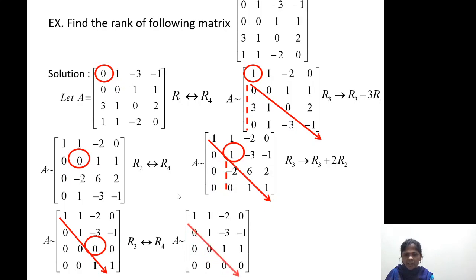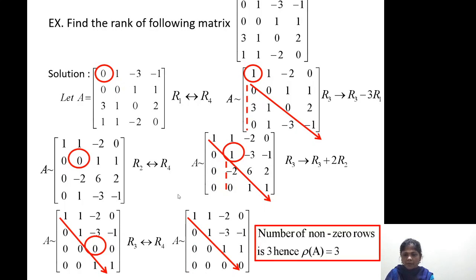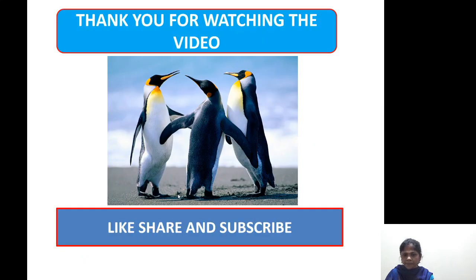Again identify diagonal elements. Now what we find here is that all elements lying below these diagonal elements are 0. So this is upper triangular form of the matrix. So let us count the number of non-zero rows. Except last row, all other rows are non-zero. Hence, the total count of non-zero rows is 3. Therefore, rank of the matrix is 3.